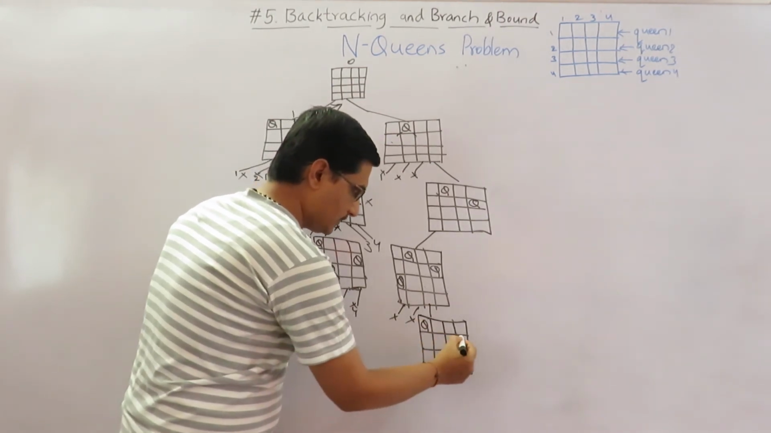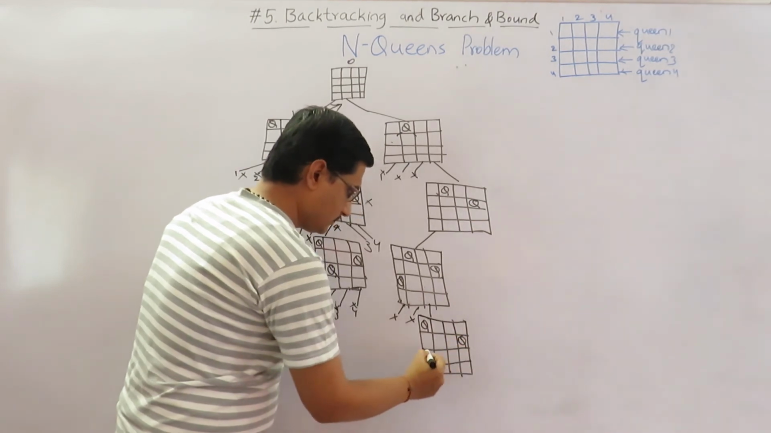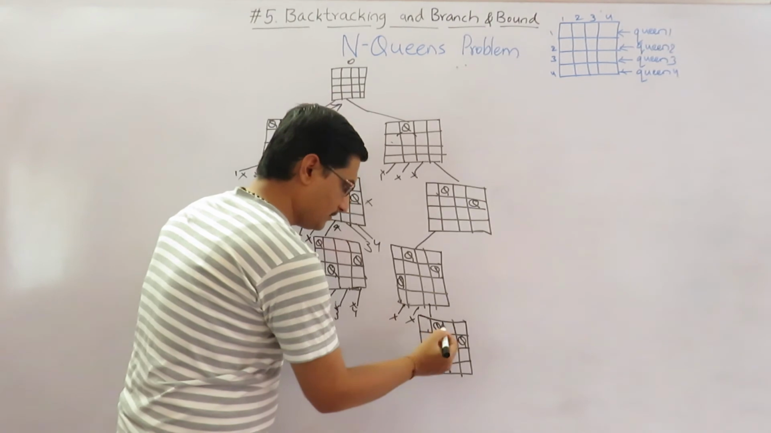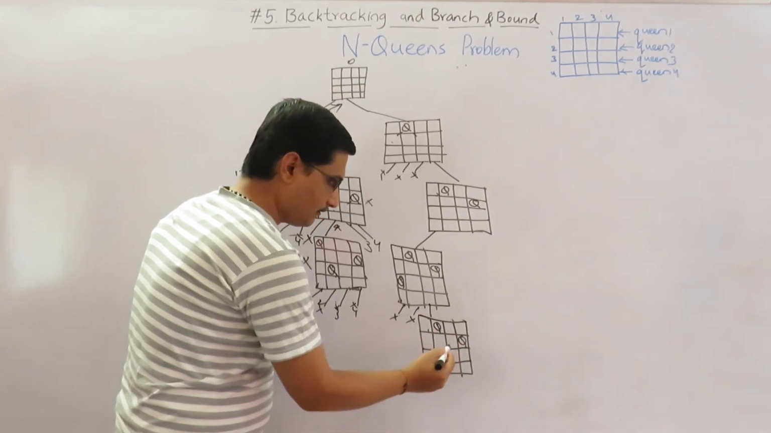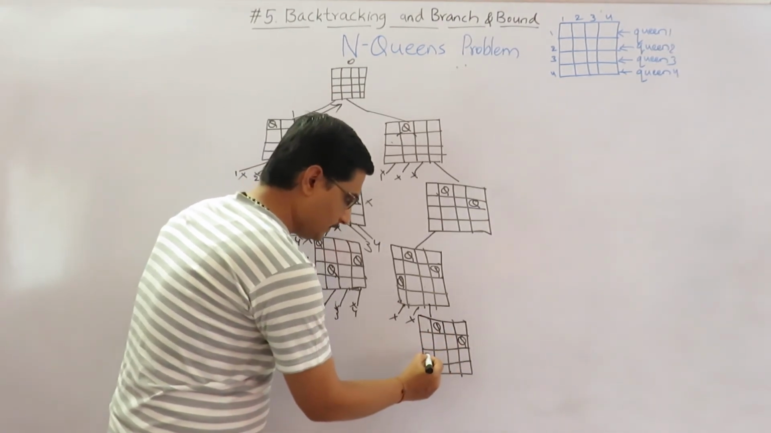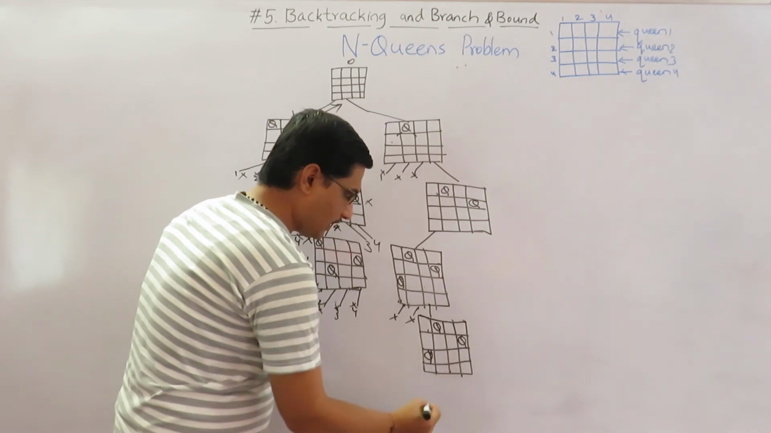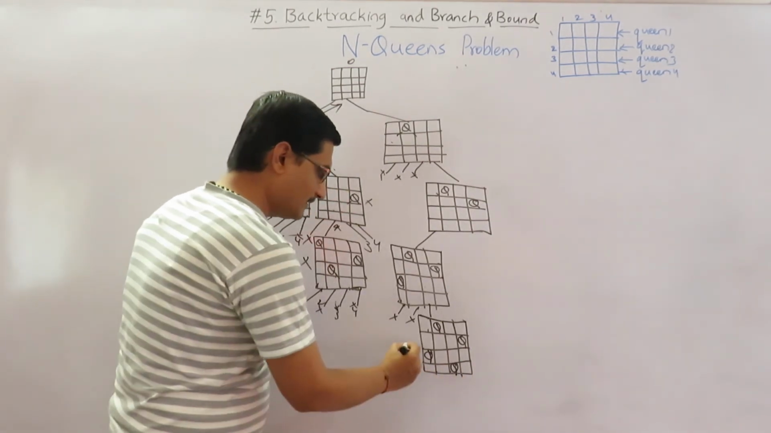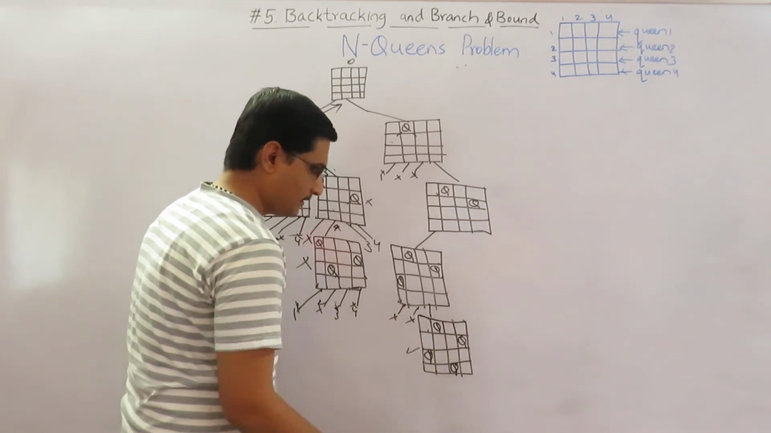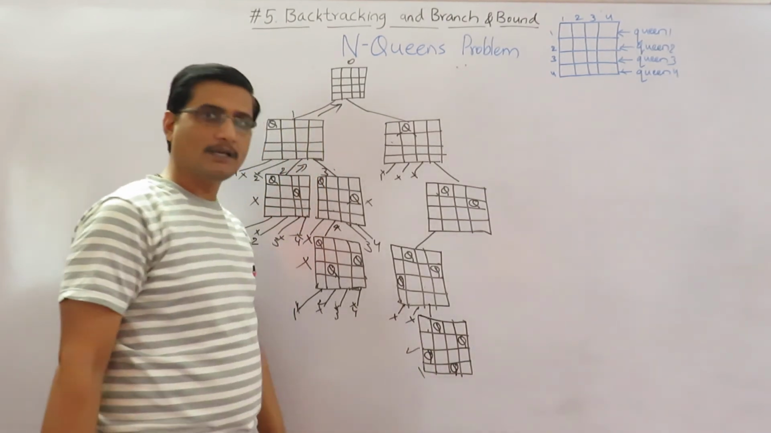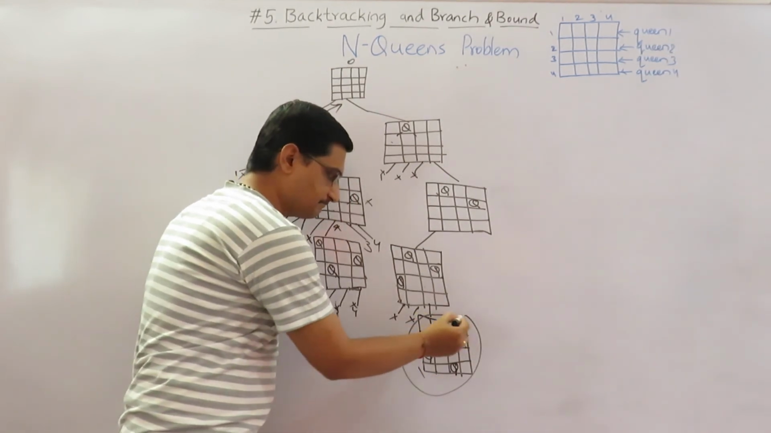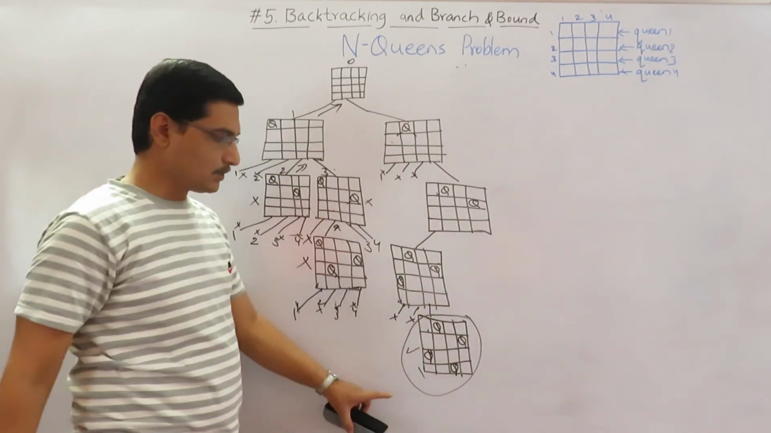First queen in the second column, second queen in the fourth column, third queen in the first column, and fourth queen in the third column. Yes, possible. And of course, we are successful in placing all the four queens. This is one of the solutions.